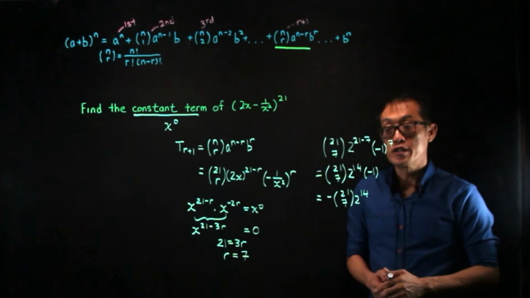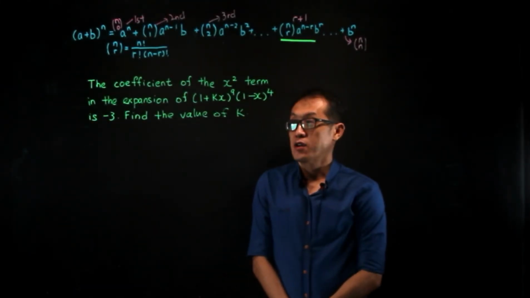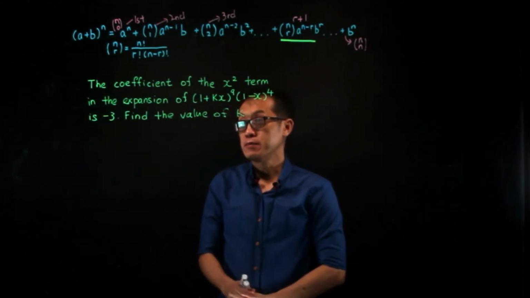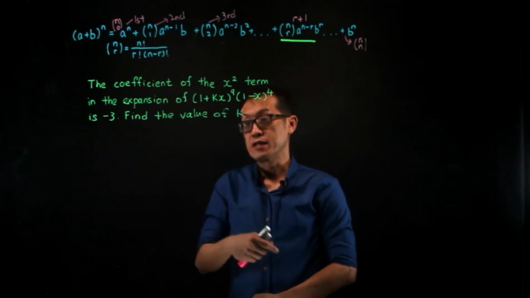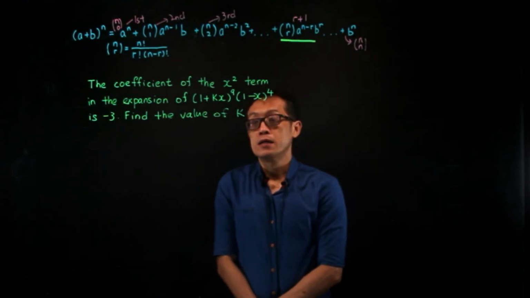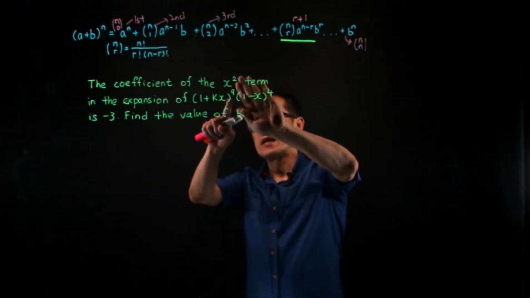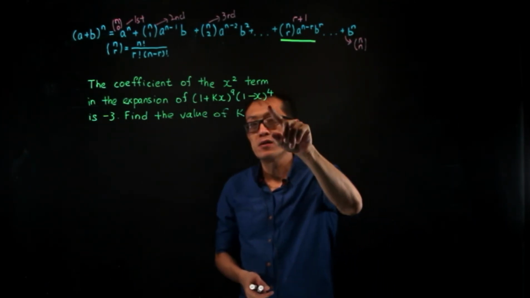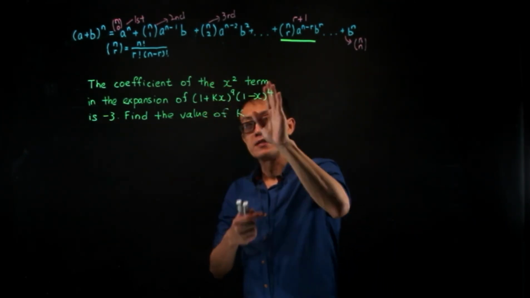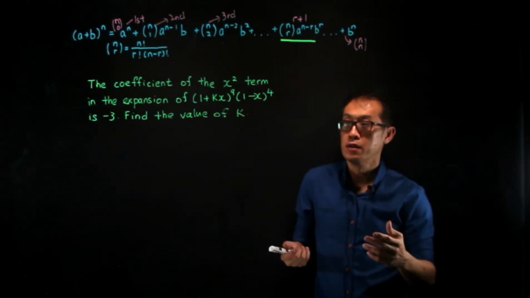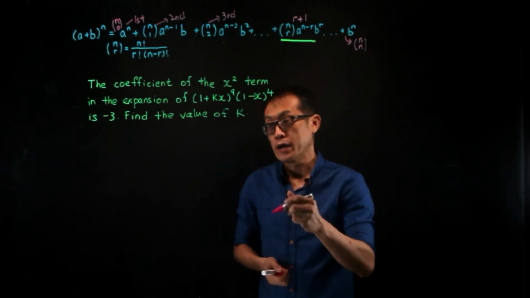Let's move on to question 3. The coefficient of the x squared term in this expansion is minus 3, and you are asked to find the value of k. Now if you expand this term here, 1 plus kx to the power of 9, you have 10 terms. And if you expand this 1 minus x to the power of 4, you got 5 terms. But we don't need to expand all the terms. Now let me show you why.